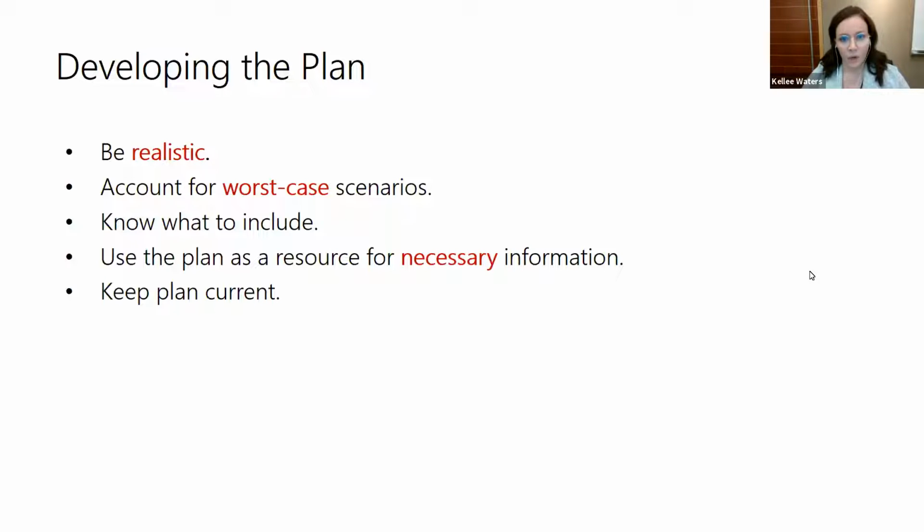It should be kept current though. If you write this plan and don't readdress it, you're going to have outdated points of contact. You're going to have outdated messaging. So it's something that if you are going to use it, if you are going to do it, it really needs to be updated on a regular basis.